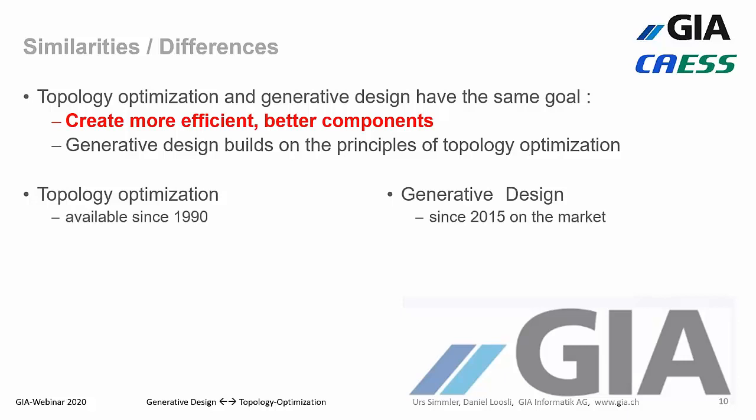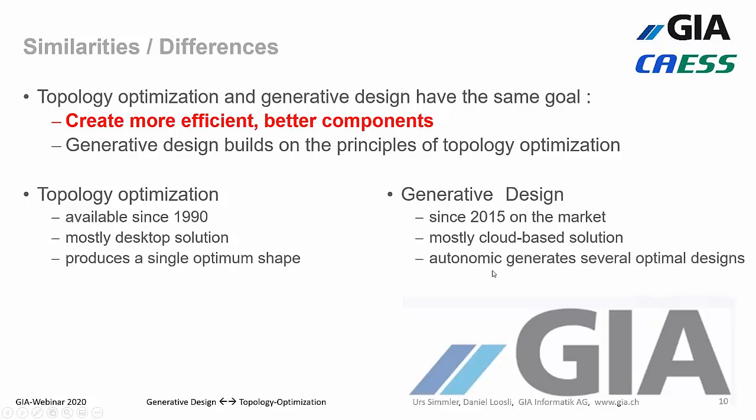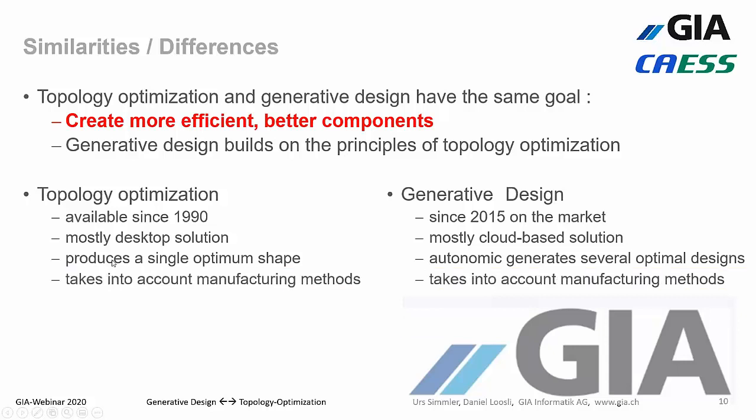If I look at some historic data, topology optimization has been on the market for a long time, 30 years, but generative design came out with cloud solutions starting around 2015. Topology optimization is more of a desktop solution, and generative design is in many cases a cloud-based solution because we need a lot of simulation power. And I would say traditional topology optimization brings out one single optimized shape. If you compare it to generative design, there we get an infinite number of designs.